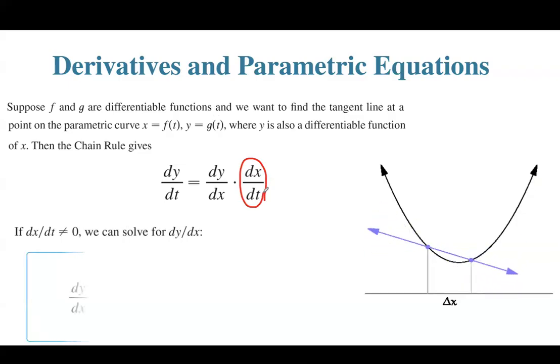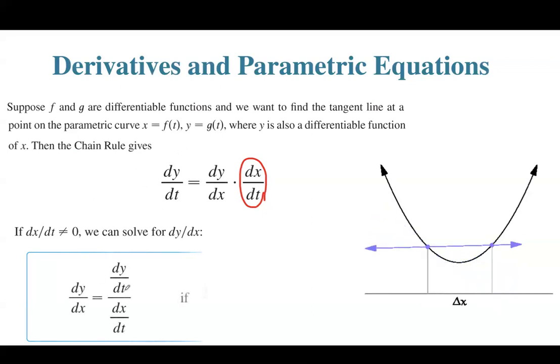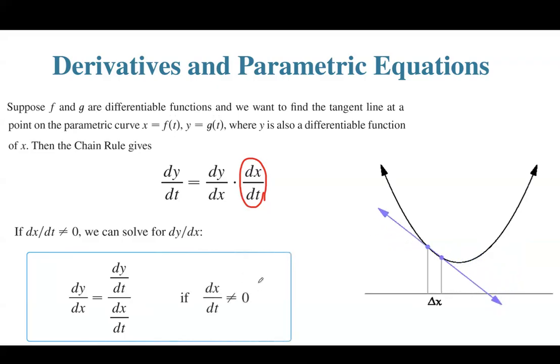dy/dx, or the rate of change of y with respect to x, is equal to dy/dt divided by dx/dt, assuming the denominator is not 0. Now that we derived the derivative dy/dx, we can do the same thing and find the second derivative as well.